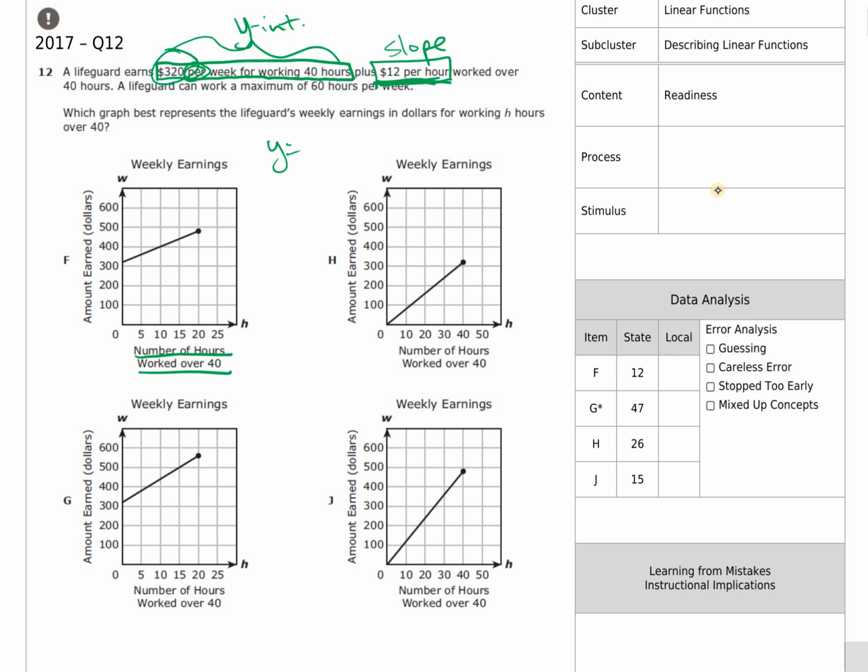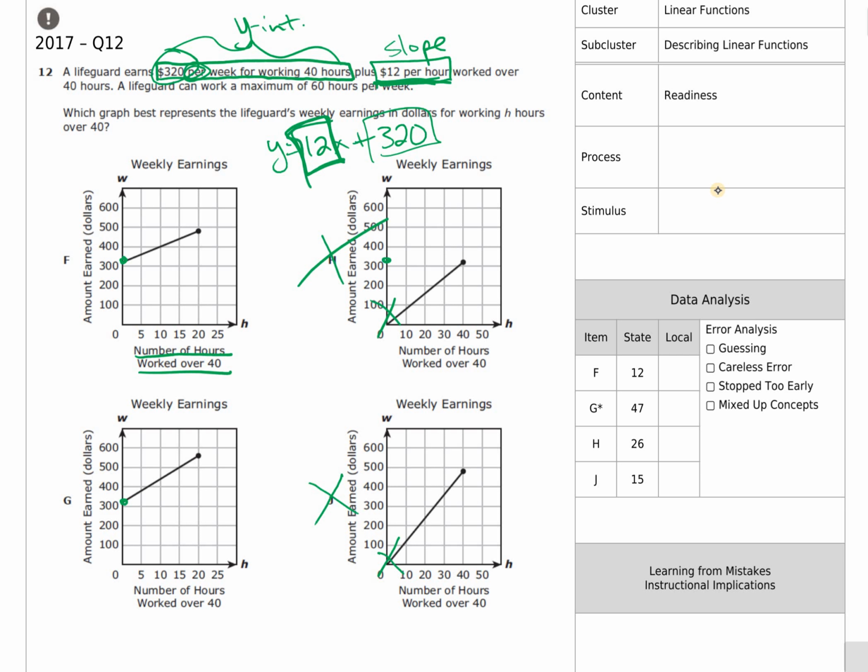So if we had our equation, it would be 12x, 12 per hour, plus the 320 that we already earned for working 40 hours. So we check our graphs for the y-intercept first. That could be about 320. That's fine. This is not. There's not giving us the pay for the 320. That's not okay. And G's fine. And then J is bad as well. So now it's between F and G, and we're trying to see which one has a slope of 12.